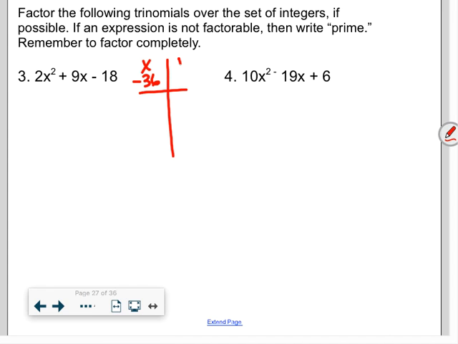If you're having trouble getting started, I'll start number 3. If you're doing fine, keep working on 4. And number 3, I'm looking for two numbers that multiply to negative 36 and add to 9. So here's the thing. Sometimes you don't get it right away. And that's okay.